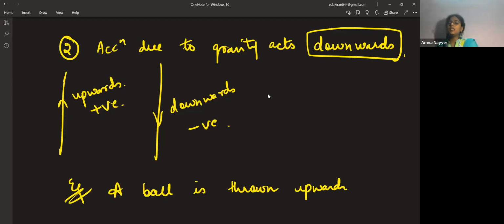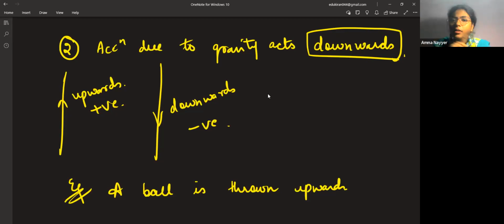Now see, regarding the sign conventions, it is completely up to you. You have to choose one sign convention for one question. Suppose I have chosen upwards as positive and downwards as negative. So now nothing new will occur in your formulas. Those four equations of uniformly accelerated motion which you have studied in the previous section will be exactly the same.